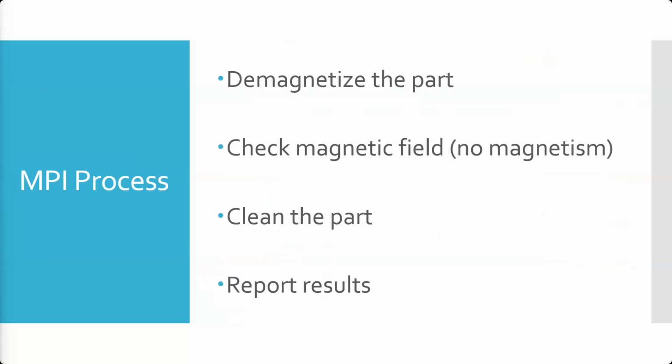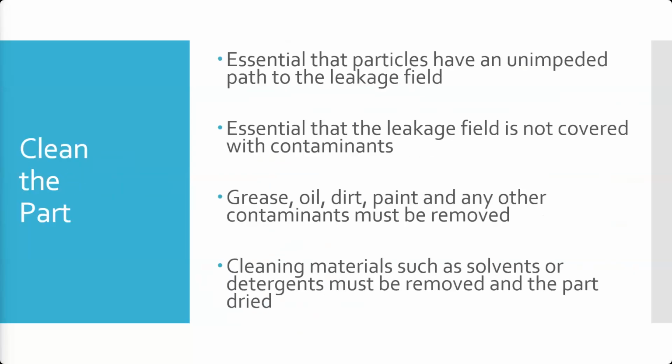Okay. What we've done, then you'll demagnetize the part. We'll check our magnetic field again to make sure that the magnetism is gone. And we'll need to clean the part because we're going to have carrier solution and particles all over it. And then you're going to report your results. Okay. Homework. All right, the reported results.